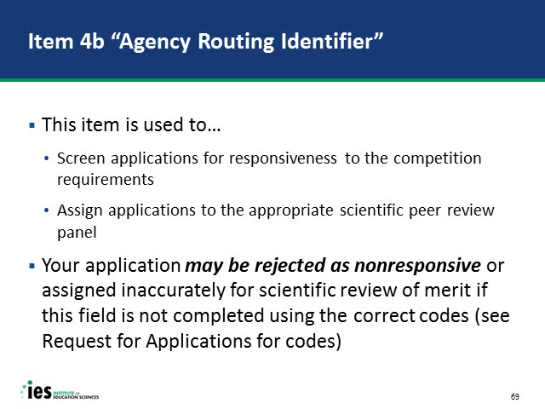The agency routing identifier, item 4B, is used to screen applications for responsiveness and to assign applications to the appropriate scientific peer review panel. If your application doesn't include an agency routing identifier, or if it is incorrectly identified, your application may be rejected as non-responsive or assigned inaccurately for scientific review.